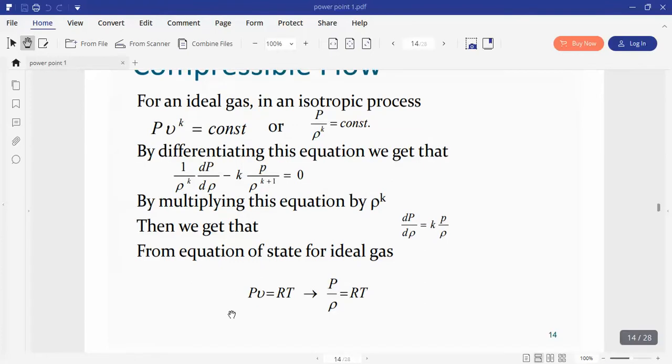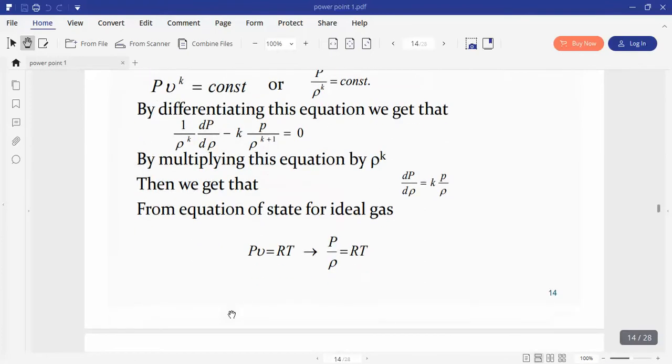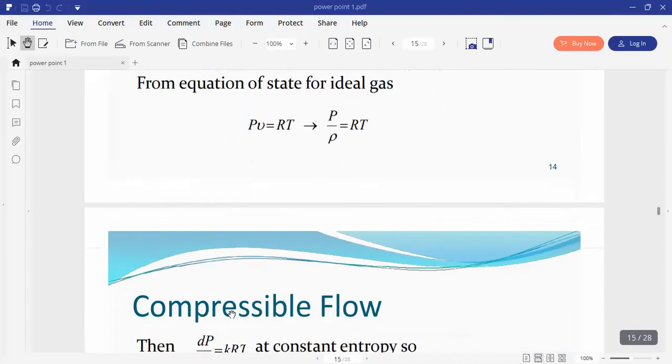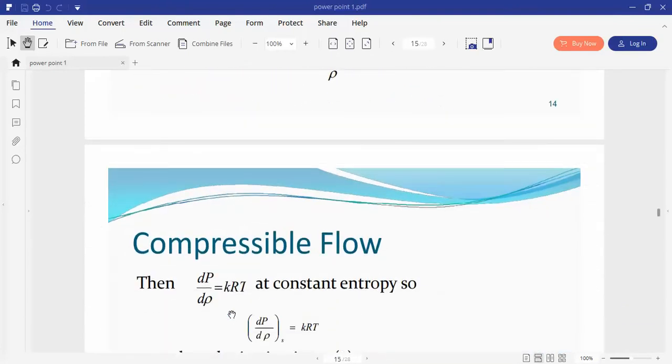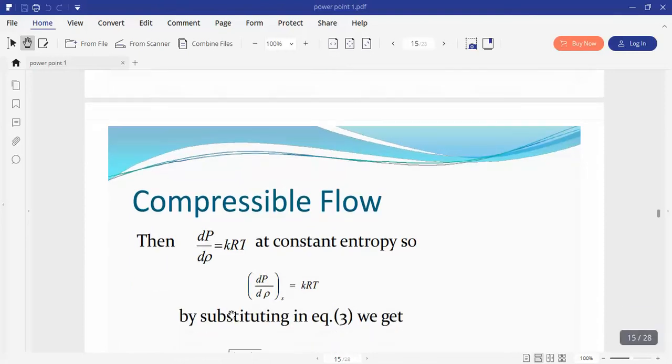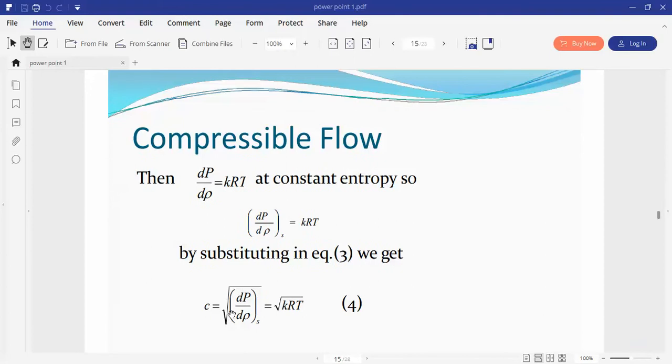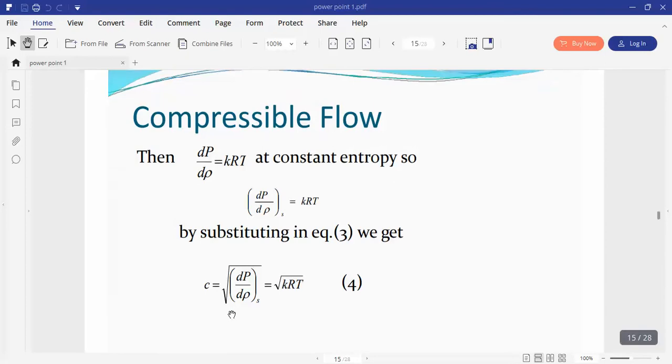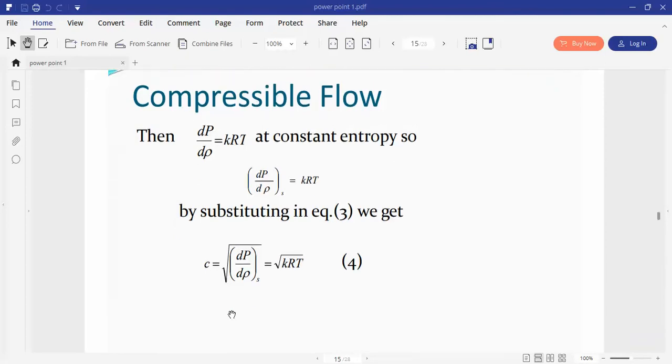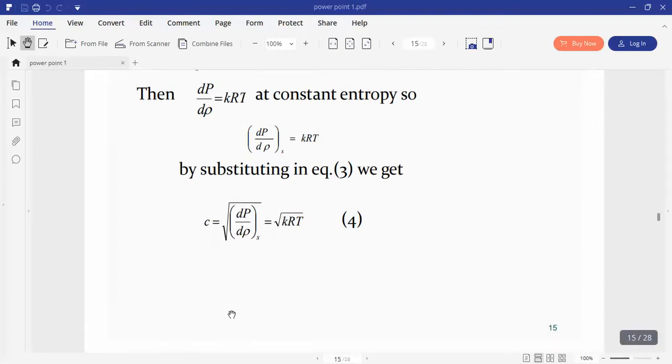From the equation of state for an ideal gas, P by rho equals RT. Then dP by d rho at constant entropy equals kRT. By substituting in equation 3, we get C equals the root of dP by d rho at constant S, or C equals the root of kRT.